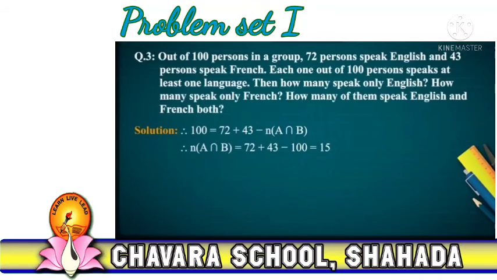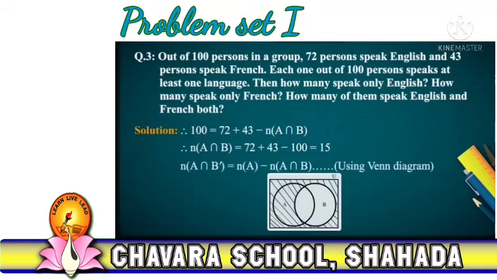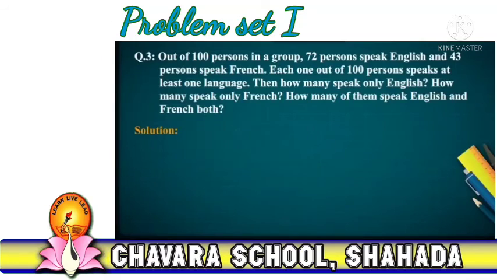Here we will use the Venn diagram, and we can formulate: the number of elements in A intersection complement of B is equal to the number of elements in A minus the number of elements in A intersection B. That is, 72 minus 15 is equal to 57. Therefore, we can say 57 persons speak only English.